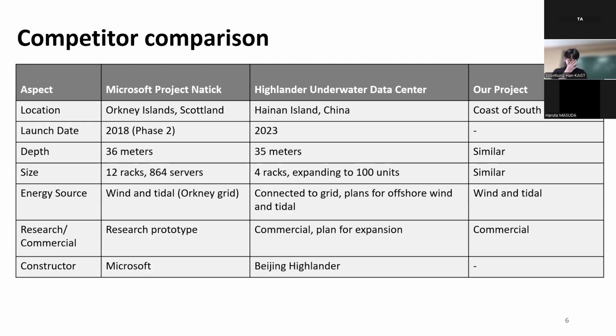China's Highlander project is in the commercial phase with plans to deploy 100 units by 2025. Located near Hainan Island, it uses seawater cooling and is connected to the grid, with future plans to integrate wind and tidal power. The project plans to design a data center for the coast of South Korea with similar specifications, using wind and tidal power for energy and aiming for commercial use.